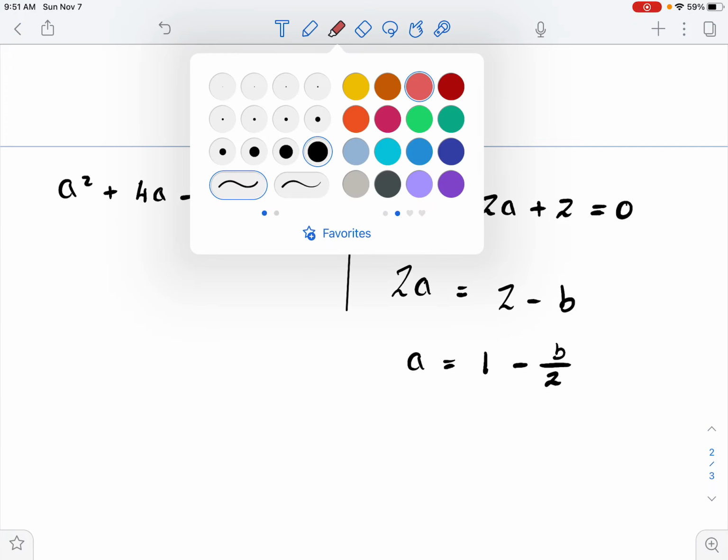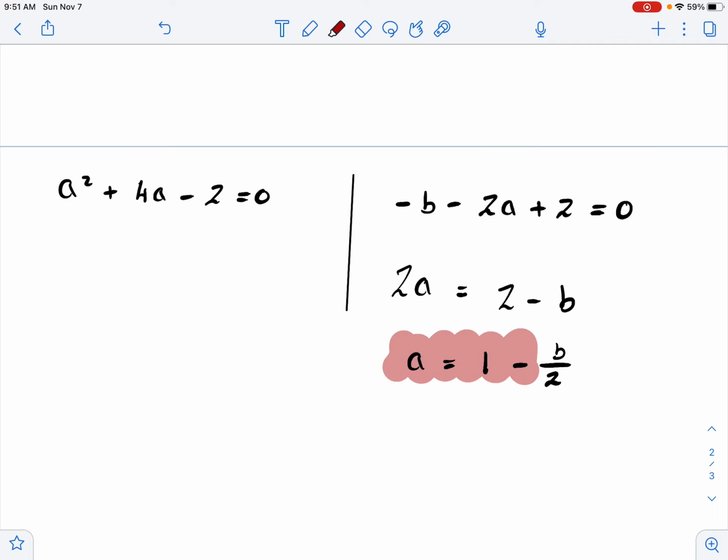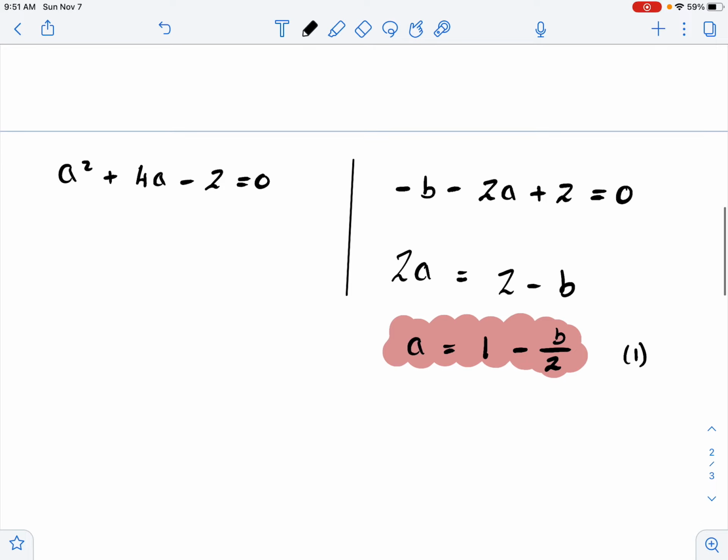And that is one of my solutions. That's part one of the problem complete, right? That's a in terms of b.